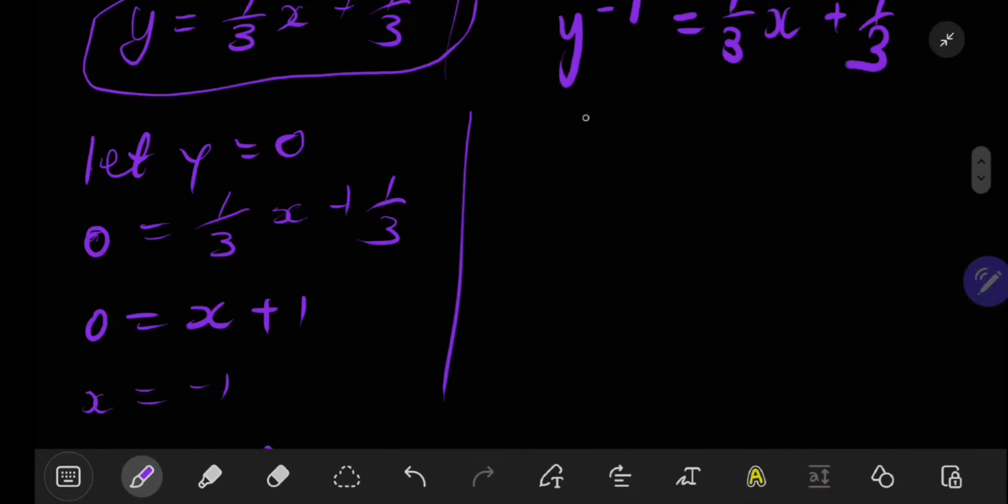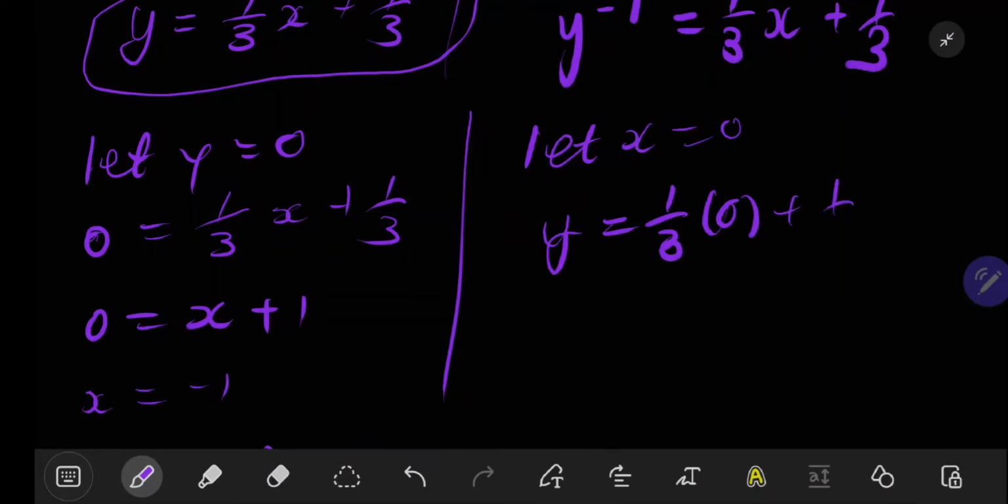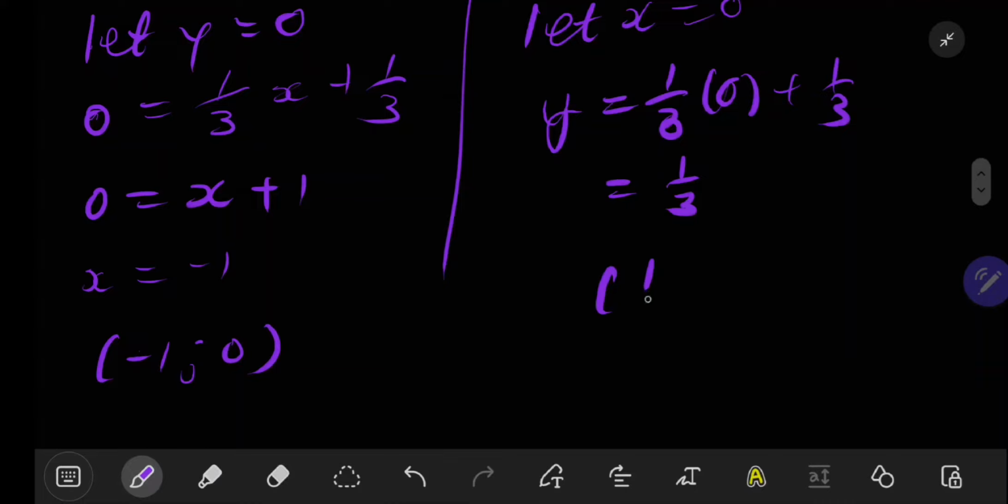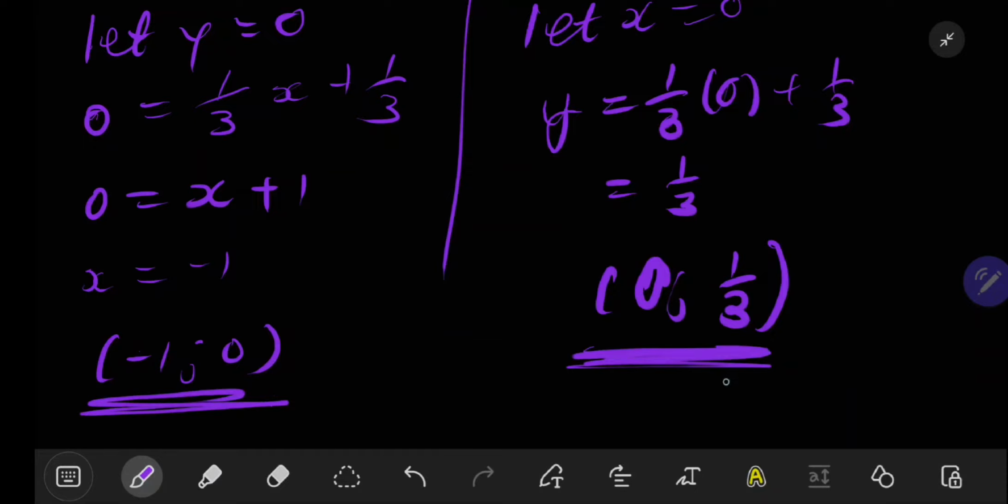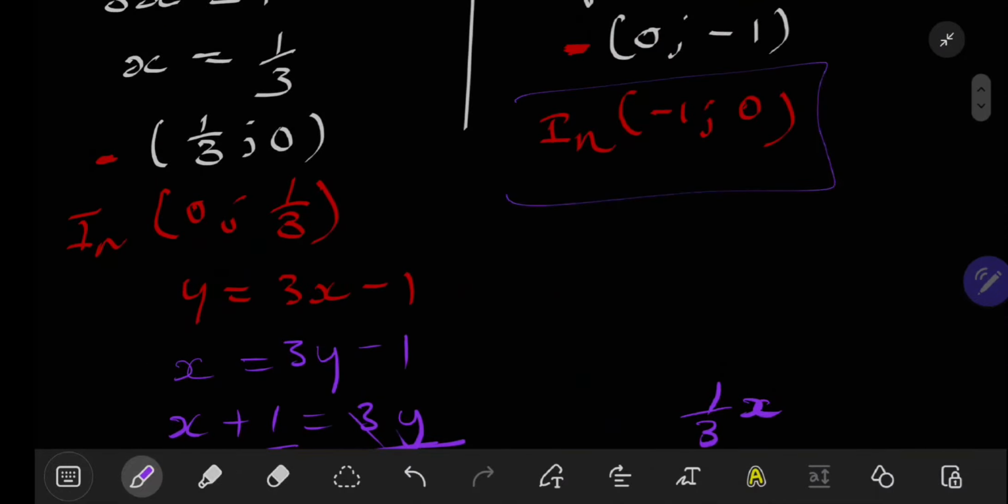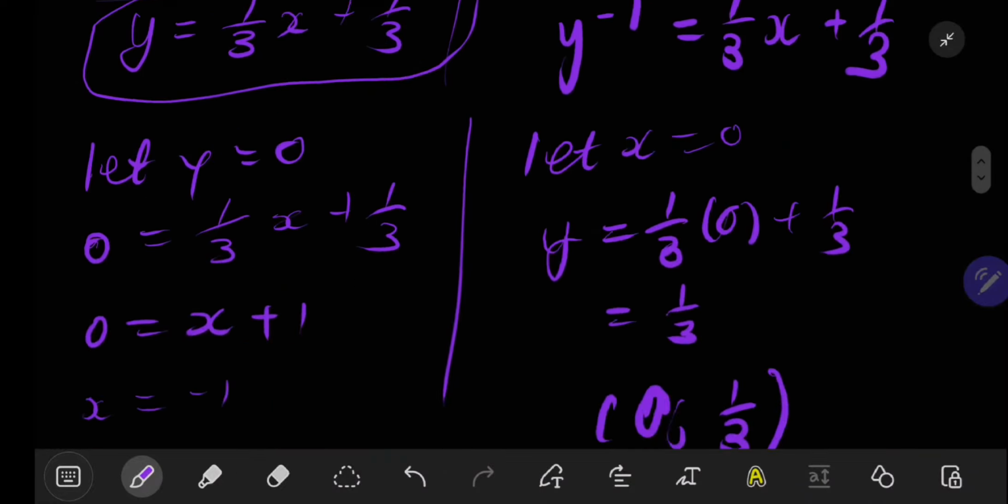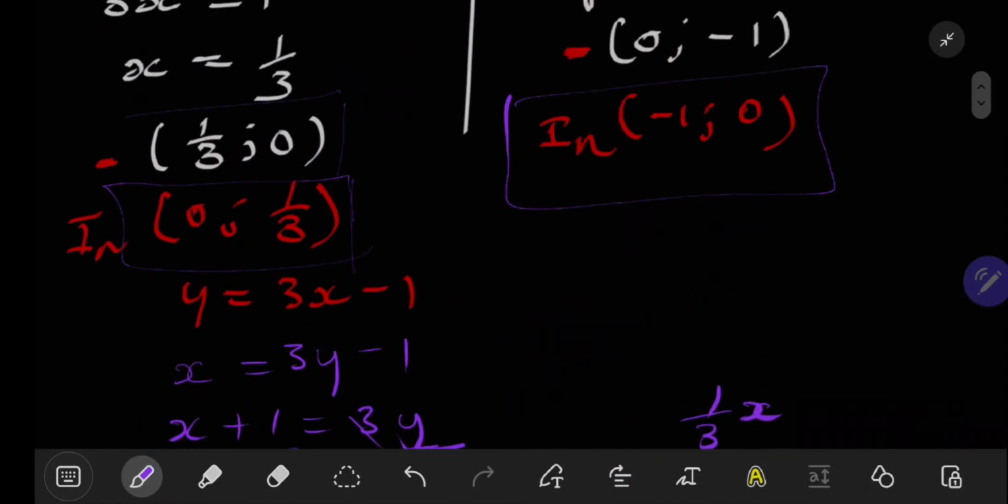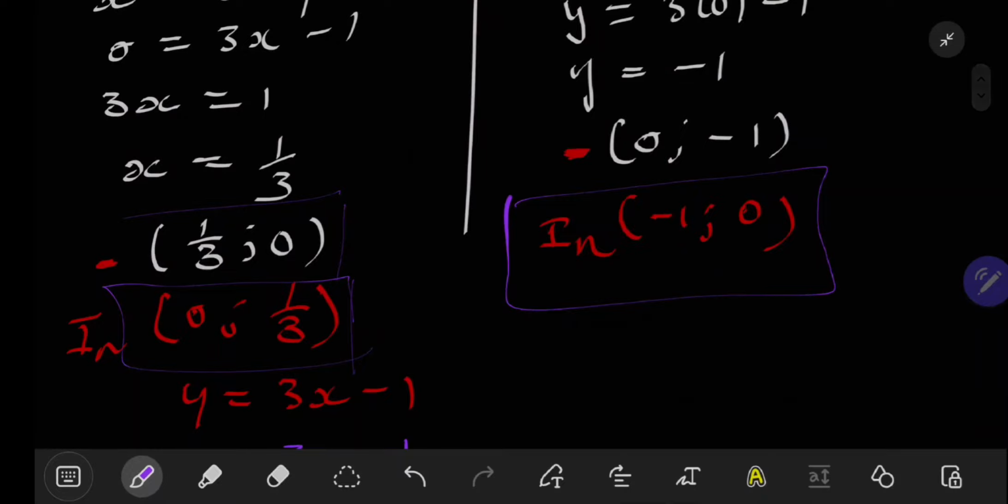And then for the other intercept, we let our x be equal to 0. Then our y now becomes 1 over 3 times 0 plus a third, and then we're going to have 1 over 3. So this is (0, 1/3). So remember these coordinates. (-1, 0) we have here, and then the other one, (0, 1/3), is this one. So you see how the x-intercept became the y-intercept.